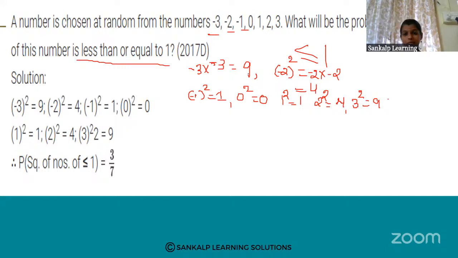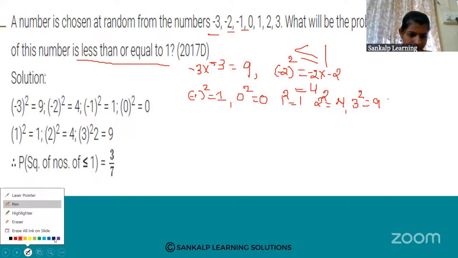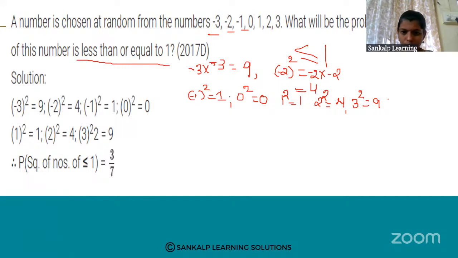So what they have asked is the probability that the square of this number is less than or equal to 1. Not more than 1, more than 1 is not possible. So less than 1 or equal to. There is nothing smaller than 1 other than these. So observe carefully. I will change the color. So 1, 2, 3.